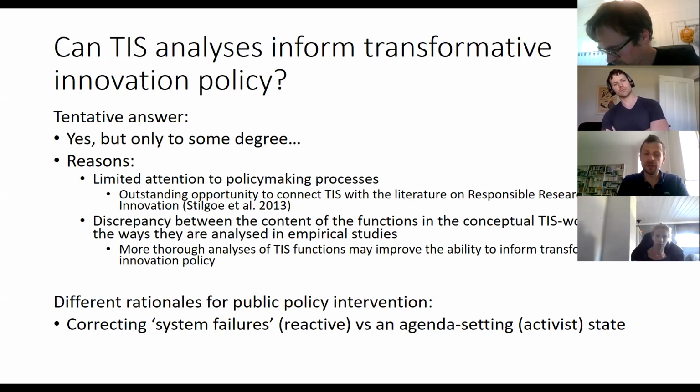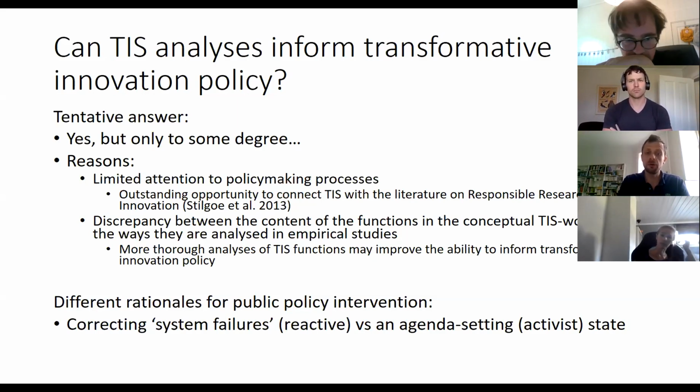And then I'll end here by noting that it should of course also be acknowledged that there are different rationales for public policy intervention underlying transformative innovation policy and innovation policy based on TIS studies. TIS-derived policy recommendations are more focused on traditional ideas about correcting system failures, so being a bit more reactive, versus a more agenda-setting or activist state, for example, which has been advocated in particular by Mariana Mazzucato in recent years.